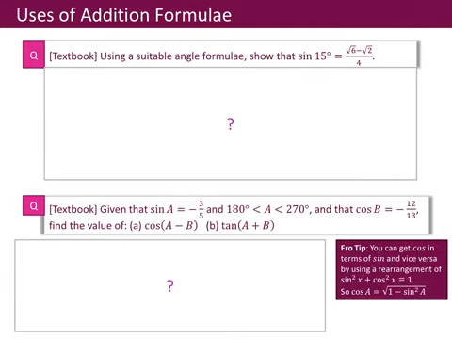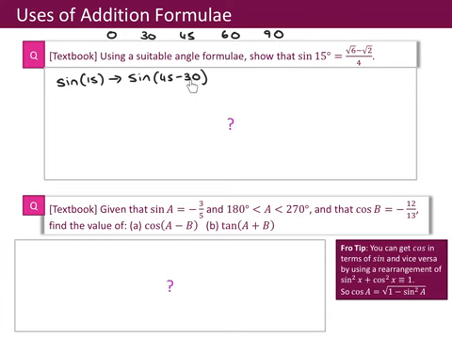Using a suitable angle formula, show that sine of 15 degrees equals root 6 minus root 2 over 4. Okay, so we have a few key numbers that we like to work with. Okay, we can work with 0, 30, 45, 60, and 90. Is there a way we can make 15? Absolutely. 45 minus 30, okay? So, this is going to be sine of 15, I can rewrite that as sine of 45 minus 30.